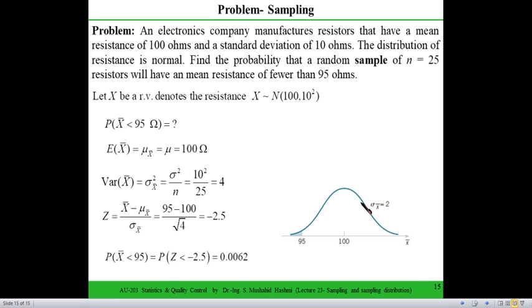So this is how one can solve problems related to the sampling distribution of the mean values. Actually, sampling distribution means always the distribution of a statistic, and a statistic is always taken from a sample. Okay, this is where I stop this lecture.